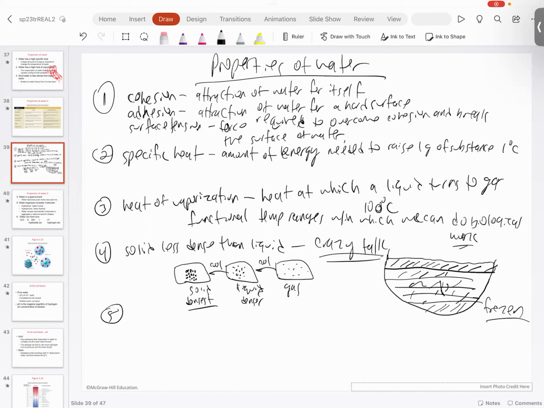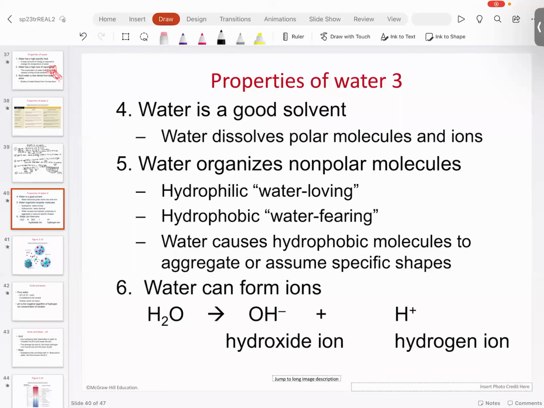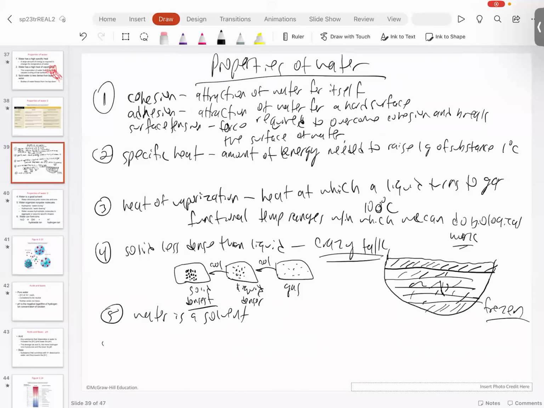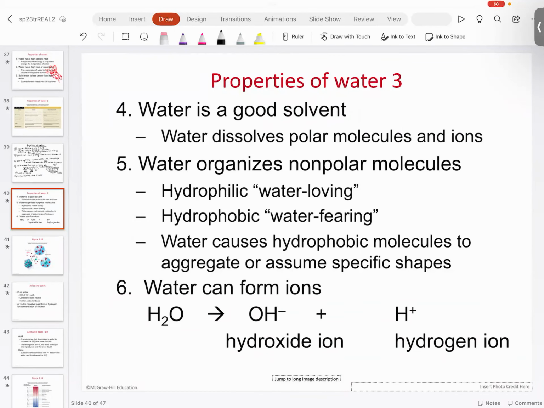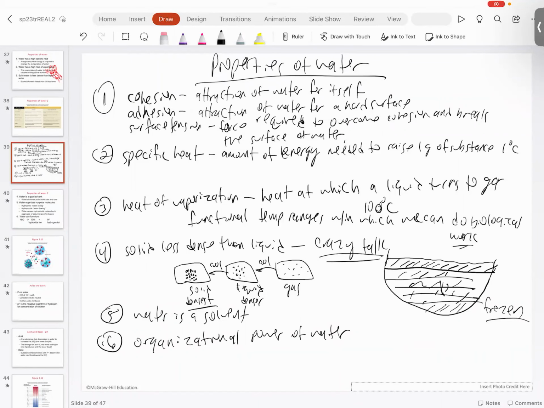Now, number 5, so there's a 5 and a 6. So water is a solvent. So that's these guys here. And then number 6, which I want to unpack on the other slide, is the organizational power of water.